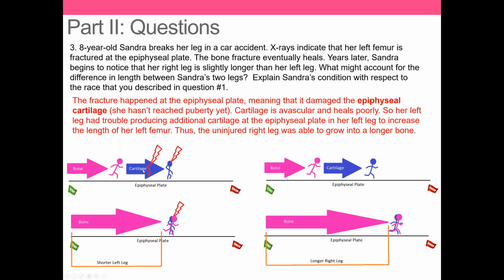So not only damaged the cartilage, but it damaged the chondrocytes that make new cartilage. So whereas in her right leg, those cartilage guys were able to keep running and get way ahead of the osteoclasts, in her damaged leg, the osteoblasts were able to catch up quicker and overcome the cartilage and replace it all with bone faster than what happened in the right leg. So she ends up with a shorter left leg and a longer right leg because the right leg's cartilage wasn't able to keep extending as normal.